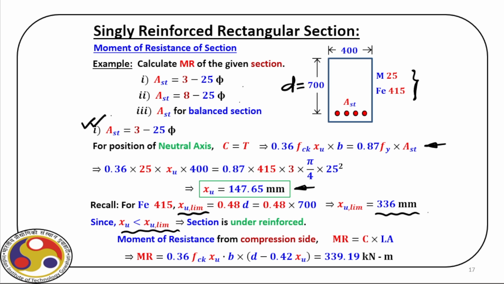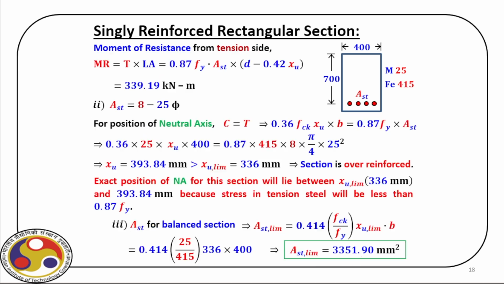And for an under-reinforced section, when we evaluate the moment of resistance, we consider compression times the lever arm, as we have done here. So the compressive force C, we have figured out, this is the value of compressive force. I have already explained that earlier, and this is the value of lever arm. So when you put these two together, you will get the value of moment of resistance for this cross section, which is 339.19 kilonewton meter.